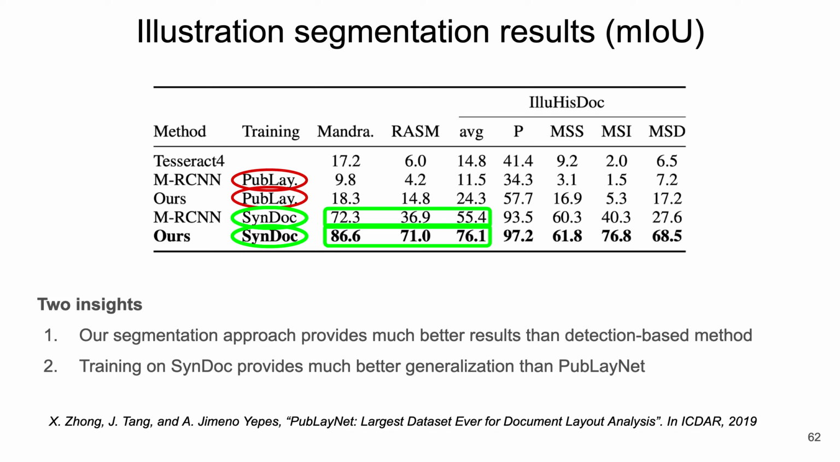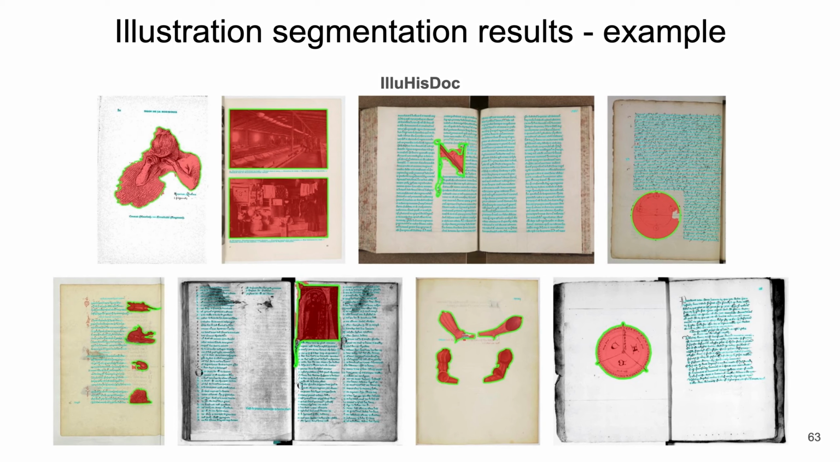This also shows the huge domain gap between modern and historical documents, and emphasizes the value of our synthetic datasets for historical document analysis. We show some qualitative examples on Mandragore. The green contours correspond to the ground truth, and the red and cyan regions correspond to predicted illustration and text lines. Note how precise our segmentations are even on the thinner illustrations.